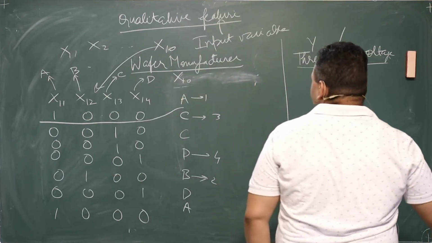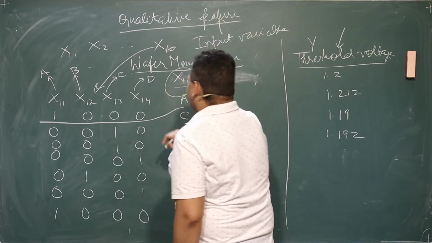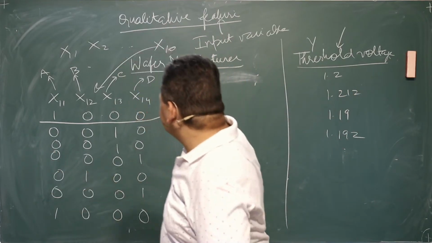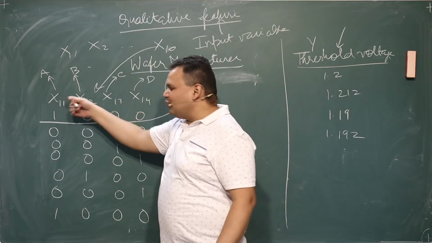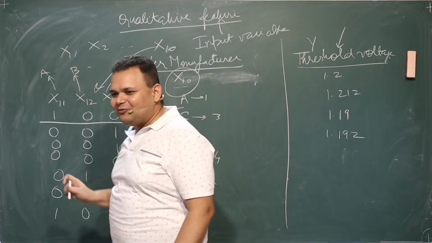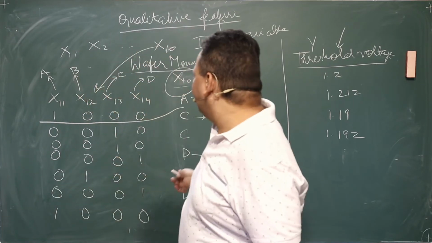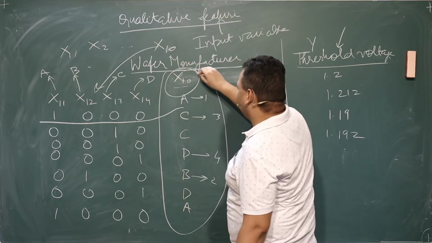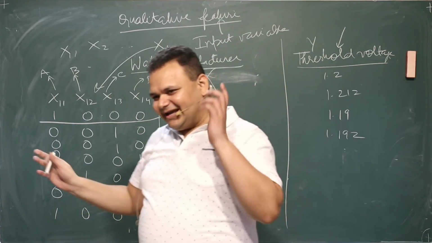Okay, so now x10 will no longer participate in the learning process. x10 has been now divided into four different columns, x11, 12, 13 and 14. And those 4 columns are going to participate in the learning process. x10 is no longer going to participate in the learning process any longer. Okay, do you all get it now?